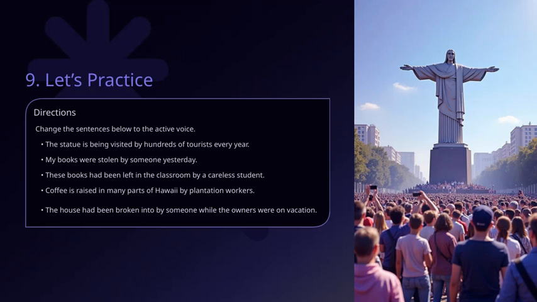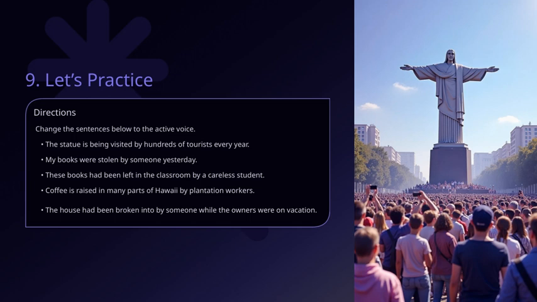All right, now let's move on to some practical application. In this exercise, we're asked to change these sentences from passive voice to active voice. The goal here is to understand how to identify the subject performing the action and rephrase the sentence accordingly. For example, the first sentence is, the statue is being visited by hundreds of tourists every year. To make it active, we want to bring the tourists to the front as the doers. It becomes, hundreds of tourists visit the statue every year.